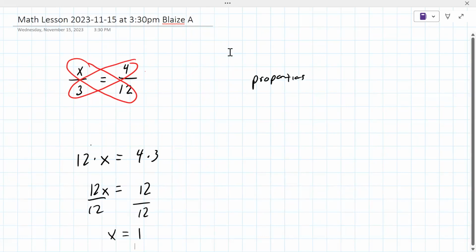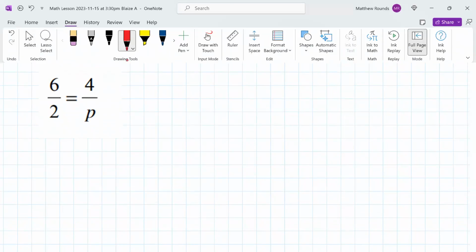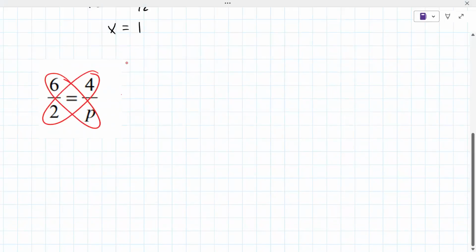Let's look at another problem that does not work out as nicely. What you're going to find here is that your solutions are sometimes fractions, sometimes you've got to go to the calculator. So this time when you cross multiply, you get 6 times p equals 2 times 4. The order really doesn't matter. If you say 4 times 2, or you have that on the left and 6p on the right, that's okay.